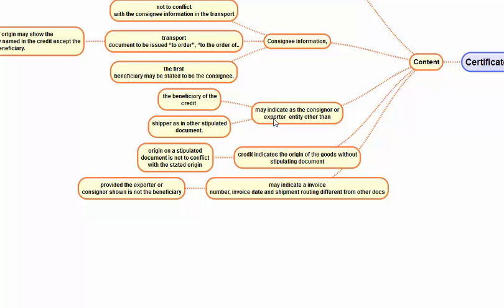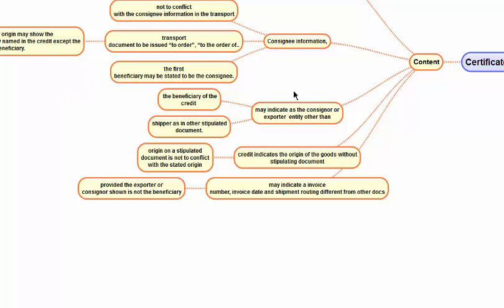The certificate of origin may indicate as consignor the exporter, an entity other than beneficiary of the credit or shipper in the stipulated document. The consignee should be any party other than beneficiary, the same as in transport document, or if it is to order, any other entity mentioned in the credit. It could be the first beneficiary.